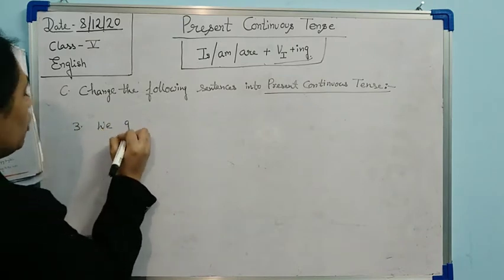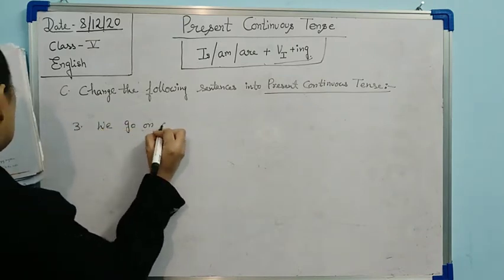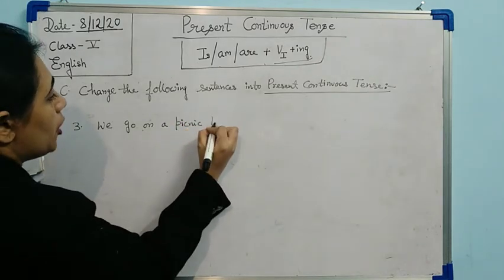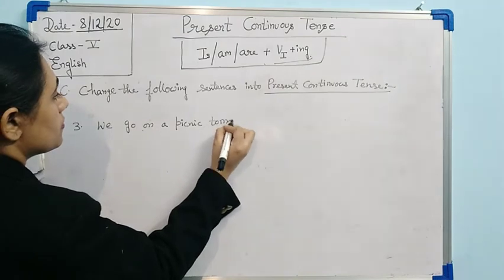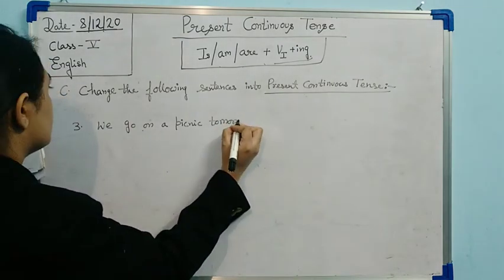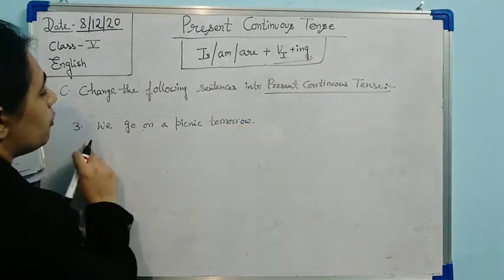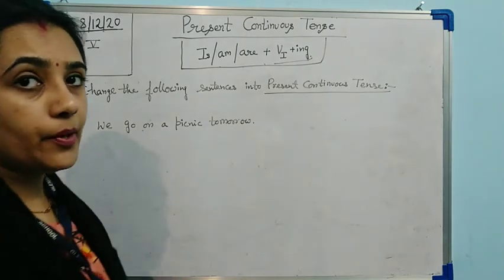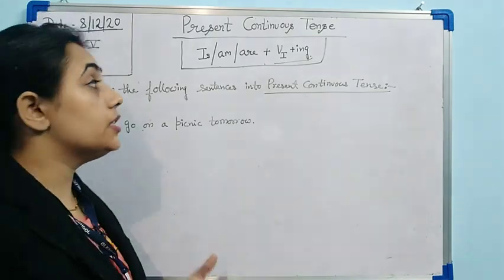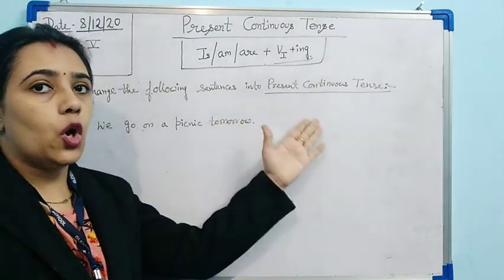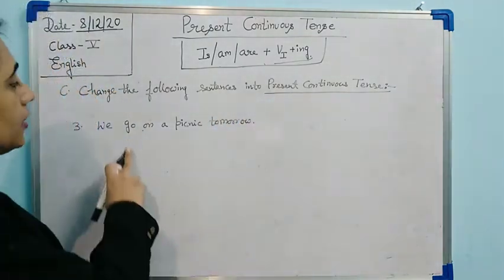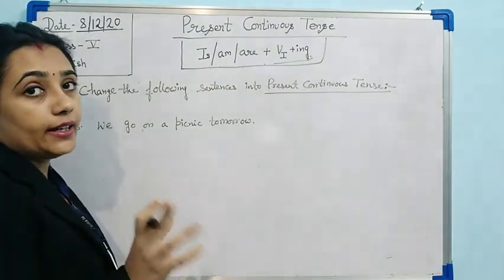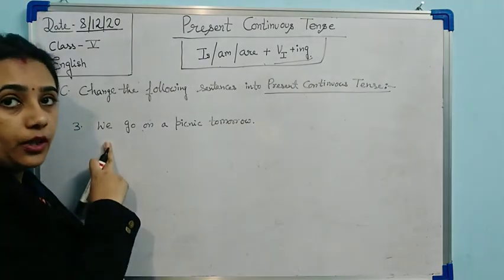We go on a picnic tomorrow. Again, this is in simple present tense. Now we will convert it into present continuous tense. See how. Again, the base form is here. Go. Why have we not added s or es? Because it is plural. We.